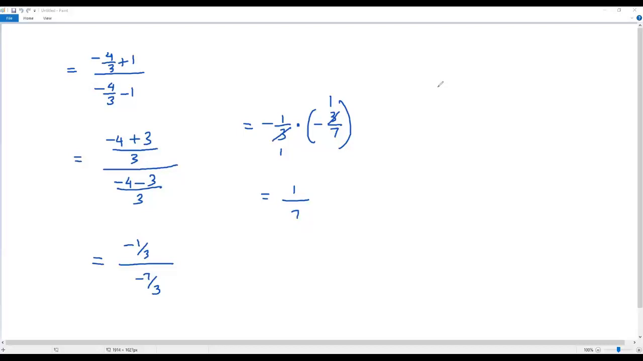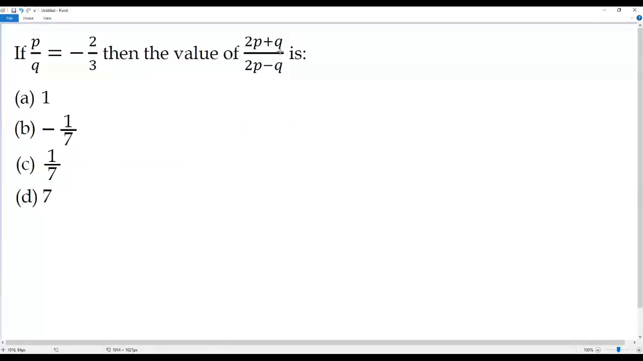Now let me go to the original question. I have evaluated the value of this expression, that is 1 over 7. The correct answer choice for this question is option C.